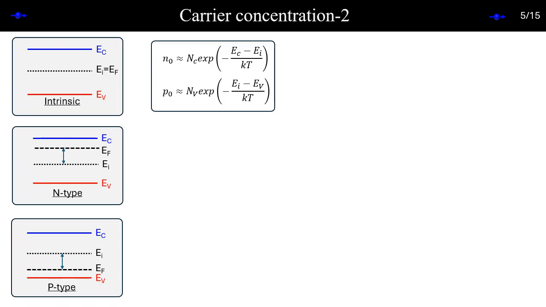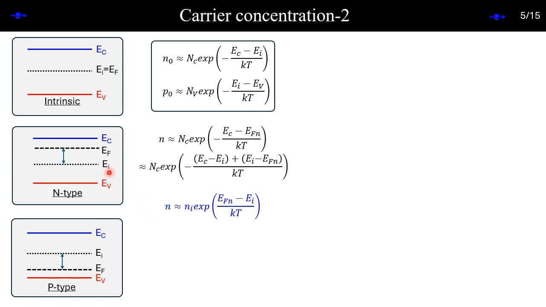Okay. So this was for the intrinsic. At intrinsic, let's define that we have the Fermi energy level almost at the mid gap. I define it, I just call EI equals EF. For n-type materials, the Fermi energy level is close to the conduction band, and for p-type, close to the valence band.